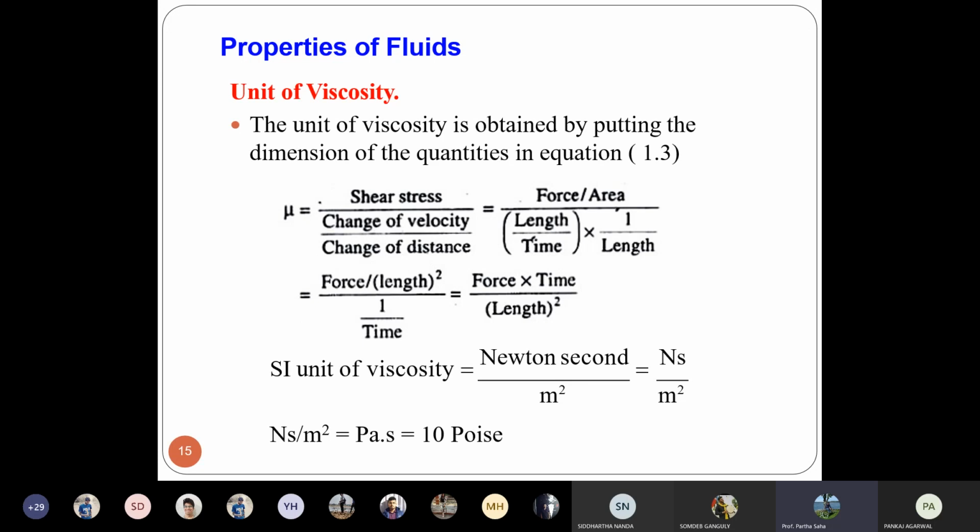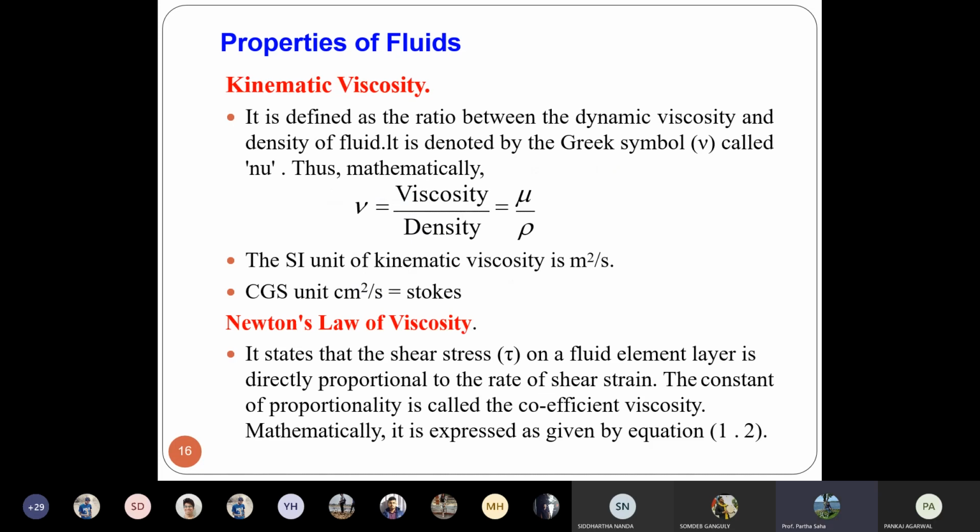So here the length gets cancelled, and it actually becomes force times time divided by length squared. The SI unit of force is Newton, time is second, and length is meter squared. So the SI unit of viscosity is Newton second per meter squared, which is also the same as Pascal second. If I convert it into poise, that is 10 poise. So 1 Newton second per meter squared is nothing but 1 Pascal second, which is equal to 10 poise. Let's move to the next slide.